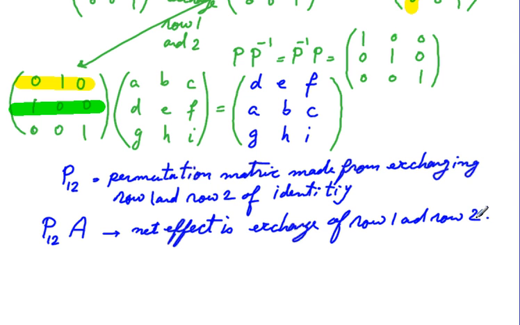Now there isn't anything special about row 1 and row 2, or the fact that these are 3 by 3 matrices. They could have been 100 by 100 matrices, and I might have targeted row 23 and row 52. I wanted to exchange them.